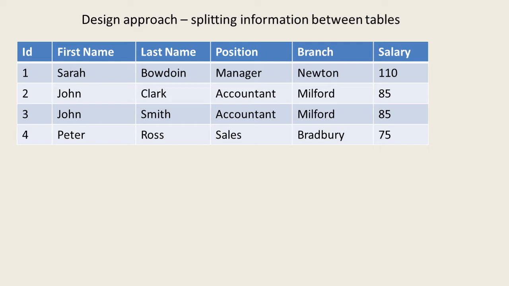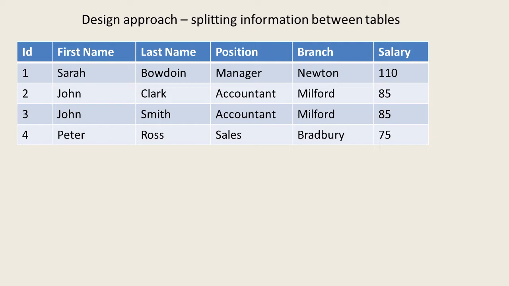Let's have a look once again at our table, which we have already seen many times. What we can see here is that some information is still duplicated. We already eliminated duplicated rows in the table, but if we, for example, look at the branch column, we can see that some values appear more than once. So, for example, Milford is used more than once.